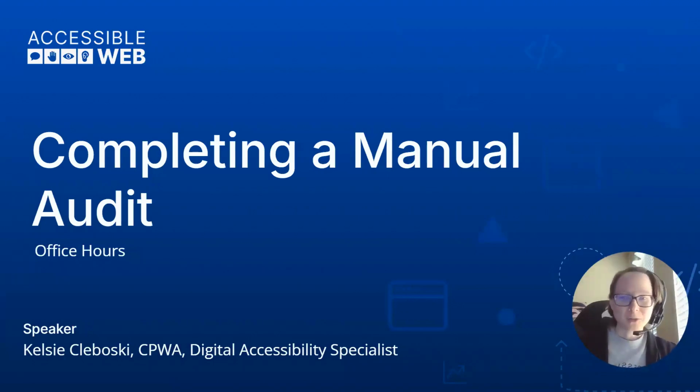Manual audits rely on human judgment, so they're a really valuable step in catching accessibility issues that are missed by automated accessibility scanners and tools. Manual audits are most effective when paired with accessibility testing with users with disabilities, but today we're going to be focusing on the manual audit process specifically.